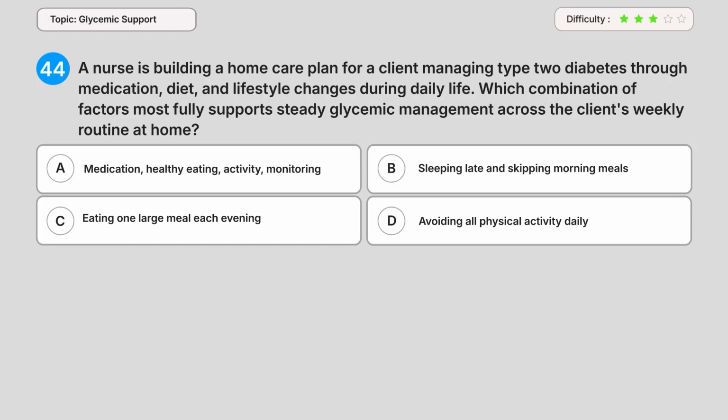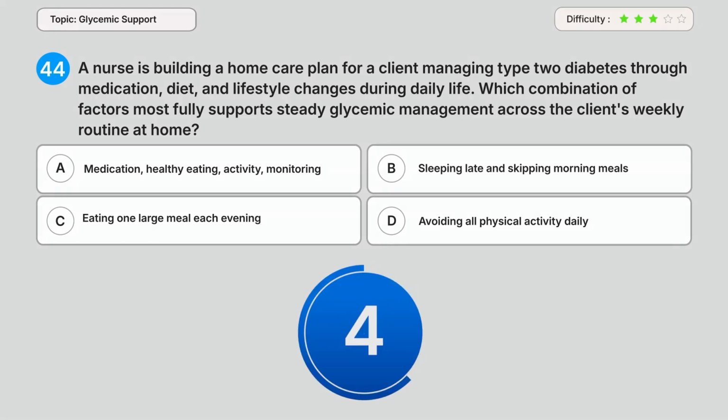A. Medication, healthy eating, activity, monitoring. B. Sleeping late and skipping morning meals. C. Eating one large meal each evening. D. Avoiding all physical activity daily. What do you think is the answer?